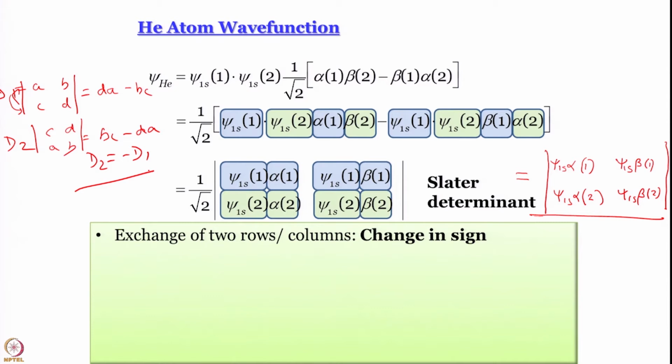Satisfy yourselves by interchanging 2 columns, that the same thing happens once again. So exchange of 2 rows or 2 columns leads to change in sign of the determinant. Which means that they are antisymmetric. Now we are talking. Remember, our total wave function has to be antisymmetric.